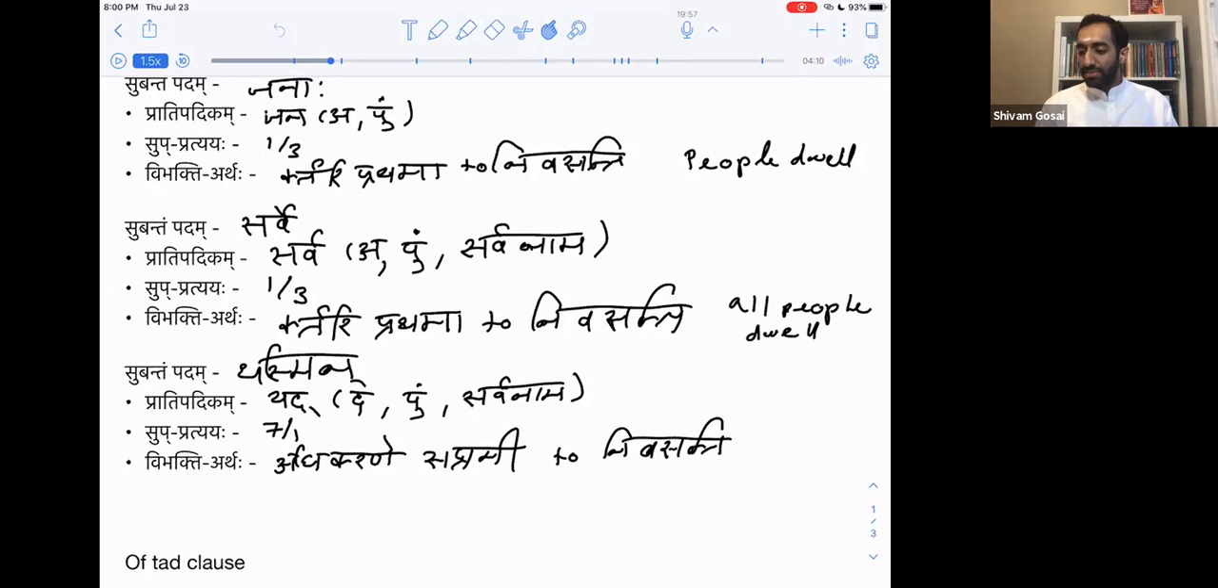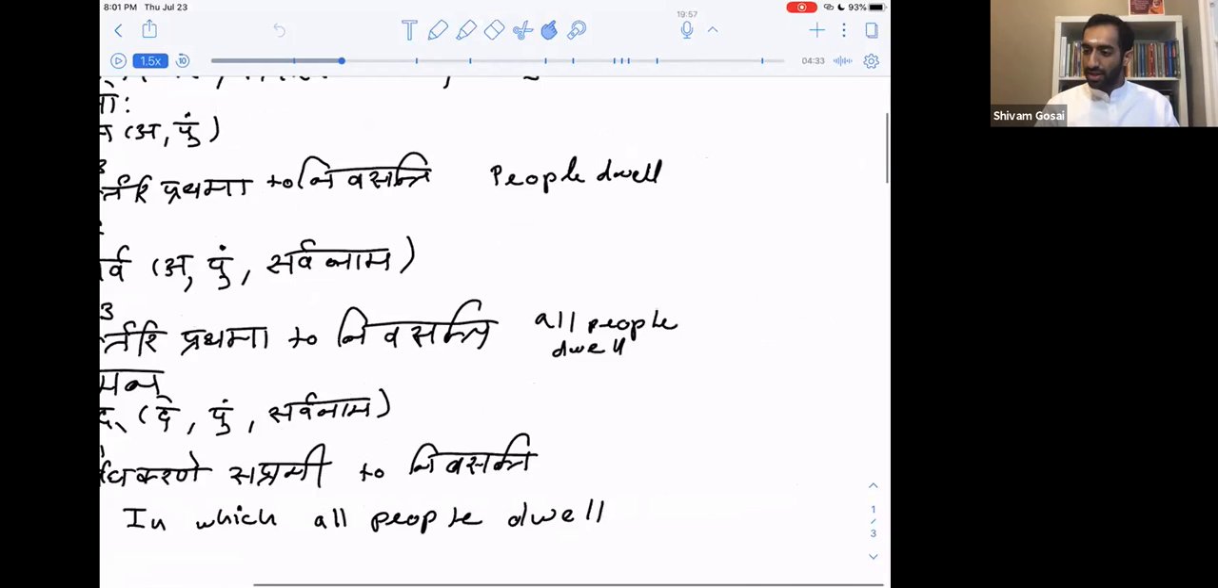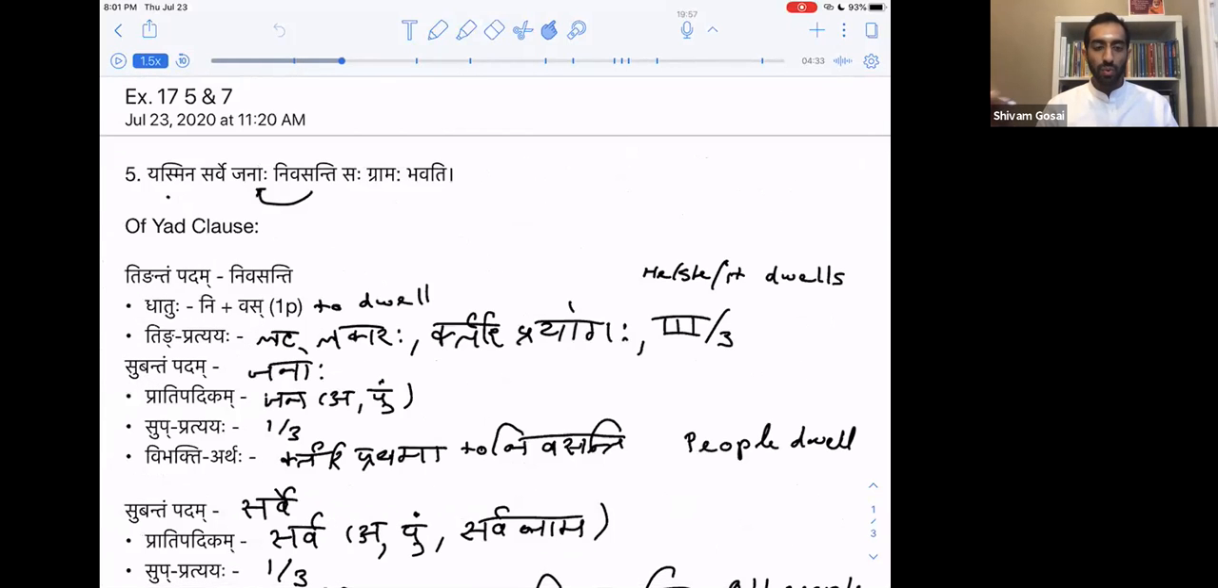Okay, so Yasmin, Yad means like what or which, right? But if it's in adhikarane saptami, then I want to say in which. In which. Or I can use the word where, right? Because it's a location. So I can say in which or where. For simplicity, I chose in which, but the answers in that document I gave you say where, right? So both are options. So in which all people dwell is what we have so far, right? Yasmin sarve janaha nivasanti, in which all people dwell. All people stay. Dwell means to stay, right?